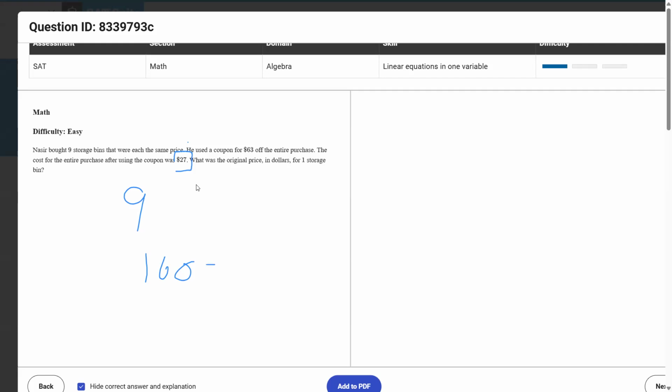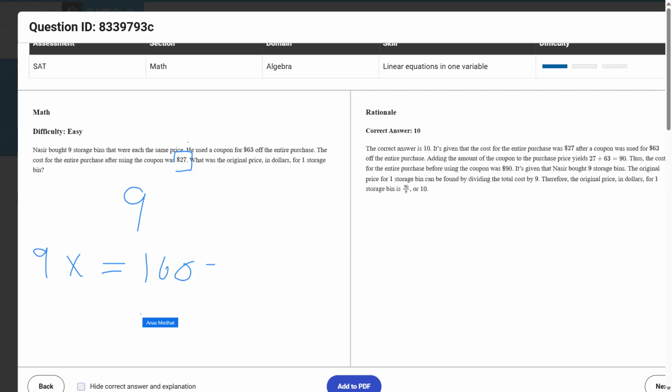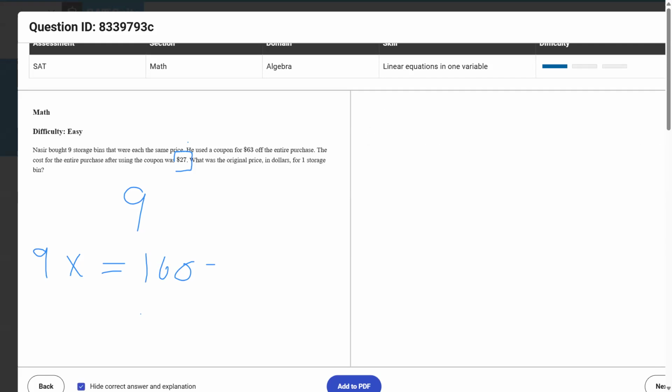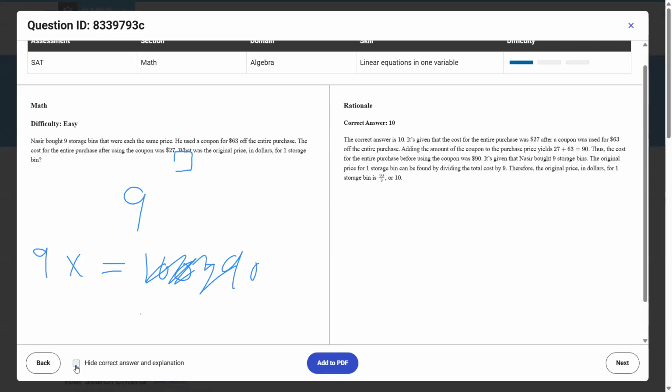So if we said we have 9 times x, where x is the cost of the storage bin, we divide 100 by 9, so the answer is 100 over 9. Wrong. Oh sorry, it will be 90, not 100. So 90 over 9 is 10, so the answer is 10. Yes.